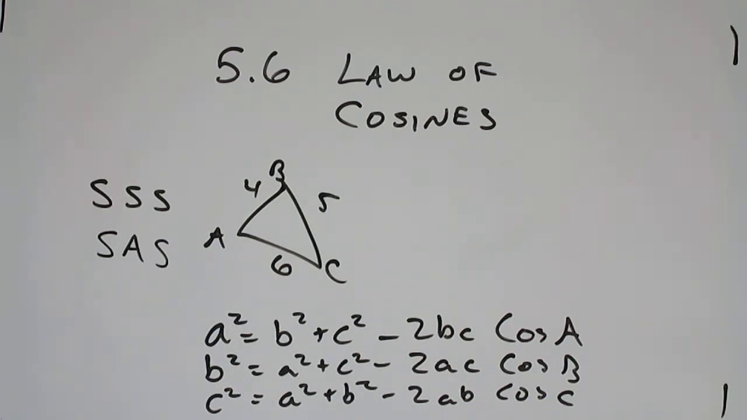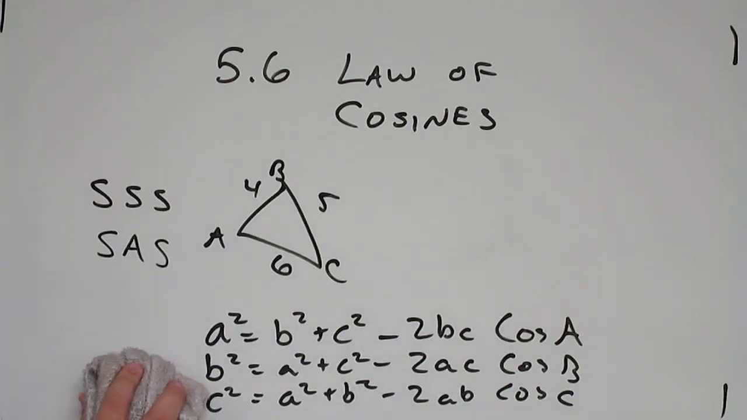This should look very familiar to you because it looks a lot like the Pythagorean theorem, right? C squared equals A squared plus B squared, but the 2AB cosine of C takes care of the case of, well, what if I don't have a right triangle? And so this works again for all triangles. So let's go ahead and put it into play to find the angles in triangle ABC here.